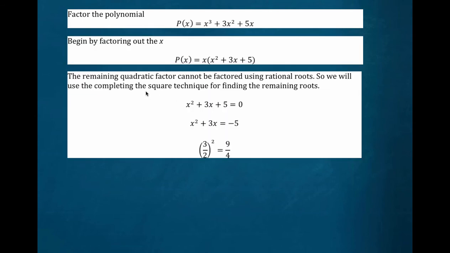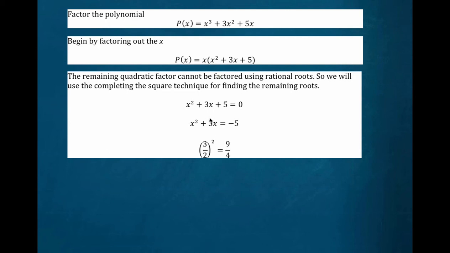Now the remaining quadratic factor, x squared plus 3x plus 5, cannot be factored using rational roots. So what we'll have to do is complete the square for finding the remaining roots. So what we do is we write that quadratic expression, x squared plus 3x plus 5, equal to 0. We move the 5 over, so we have equals minus 5 on the right.